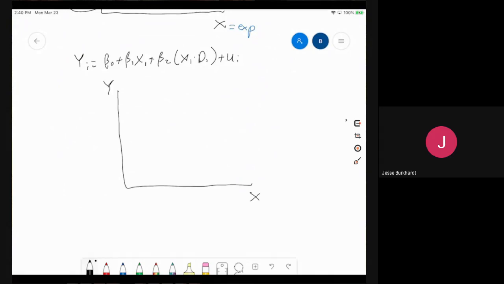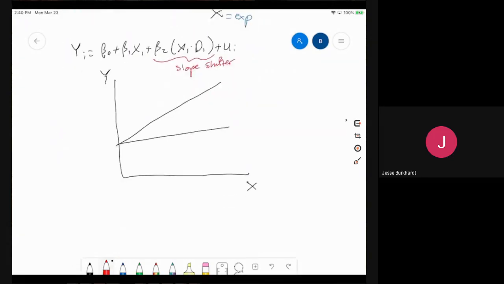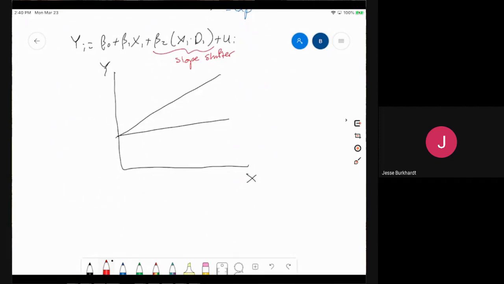Okay. So now we're going to have two lines that go like this. So we still have our slope shifter. Here's our slope shifter. But we no longer have our intercept shifter. We don't have D2, beta 2. We don't have D1 by itself, so we don't have our intercept shifter.